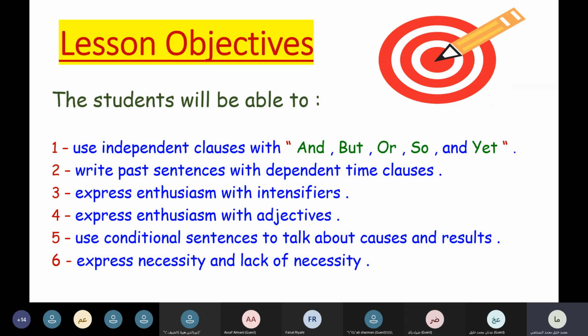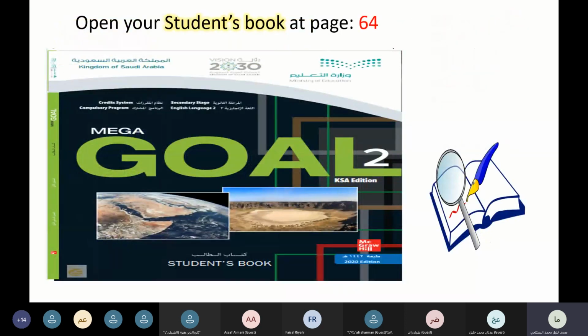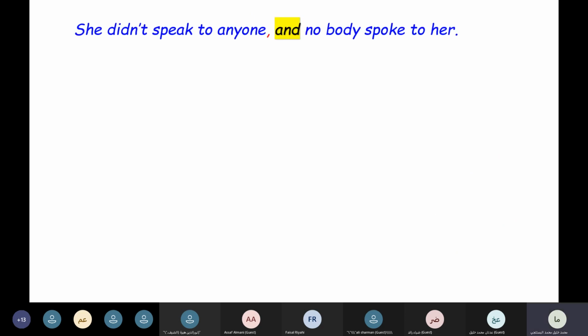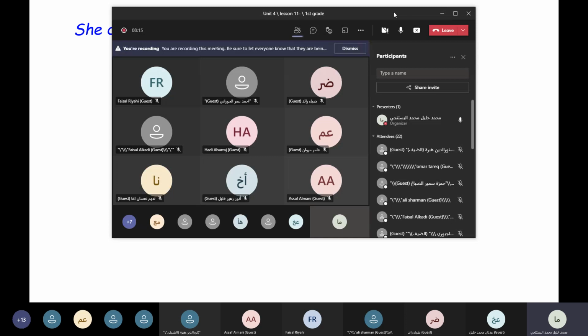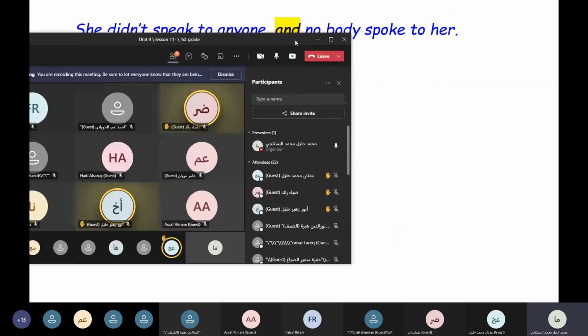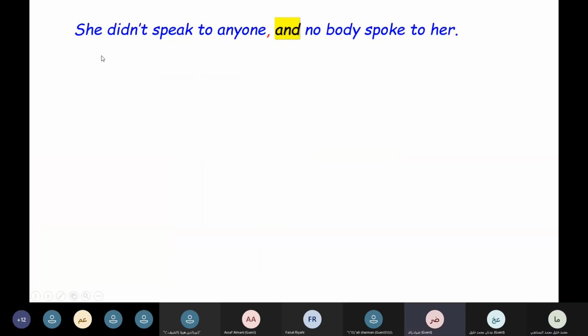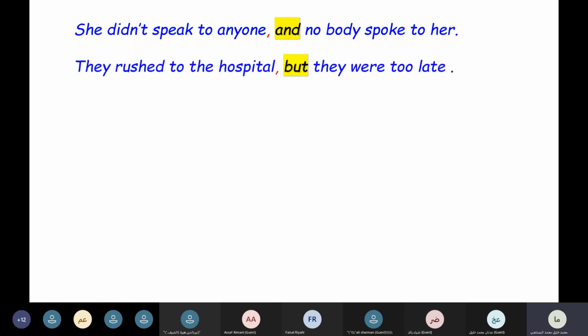Today we are going to talk about the independent clauses with the coordinating conjunctions. Look at your books on page 64. Who can read the first example? Yes, Dia. She didn't speak to anyone and nobody spoke to her. Good. She didn't speak to anyone and nobody spoke to her. Adnan, read the second example, please.